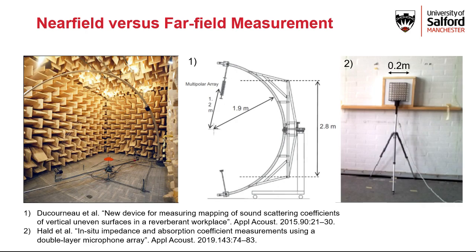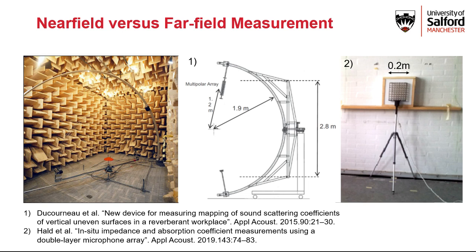There are also some issues of practicality. So this is, on the left-hand side, a rig for measuring diffusion coefficients in the old anechoic chamber at Salford. Then in the middle there is a portable version of this that's been proposed for in-situ use, with a few publications related to that, but certainly very big. And then you look at one of these holography arrays, as used by Hald et al. in 2019, and you can see how small that is by comparison, and portable.